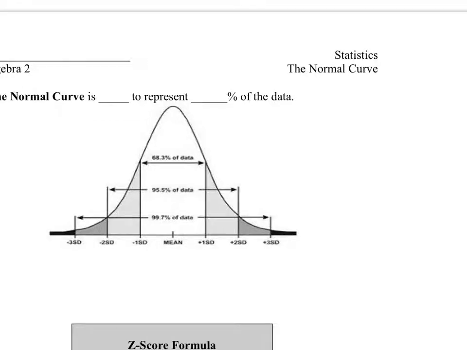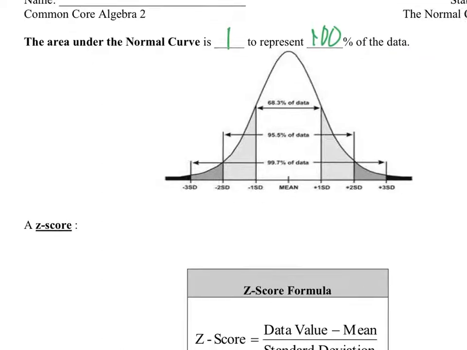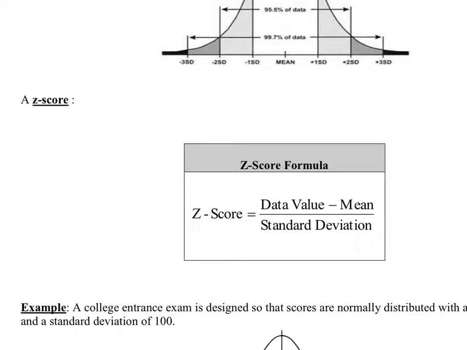Right, I hope you are clear as to what standard deviation means so that we can do this and be happy. The area under the normal curve is 1. That means that whole thing is 100% of the data. So we tend to use probability a lot with this too.